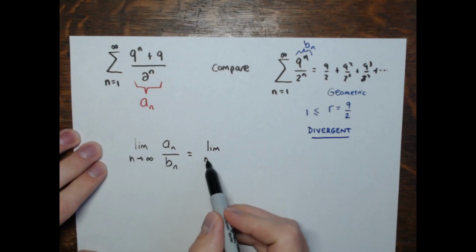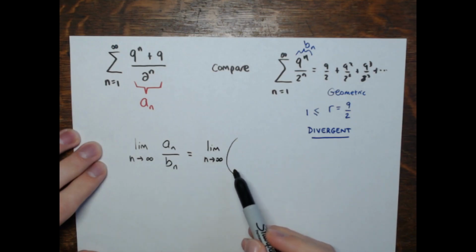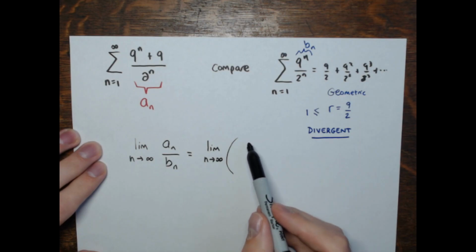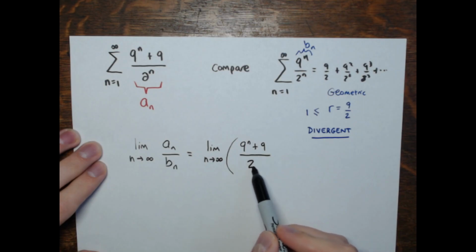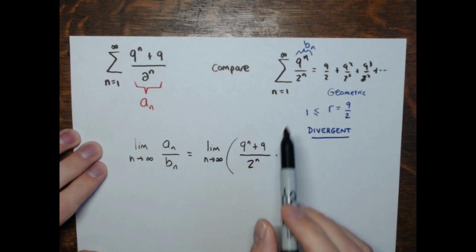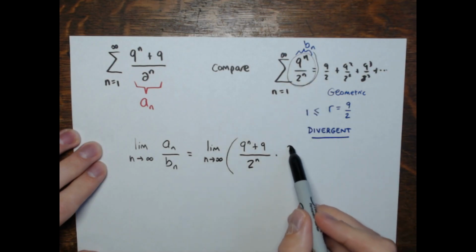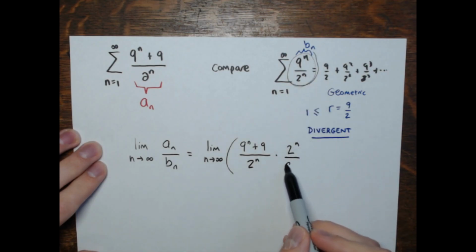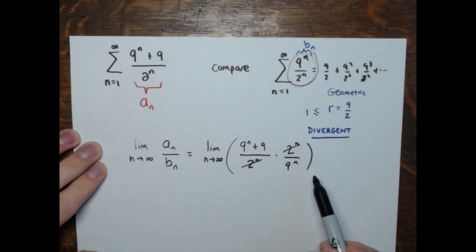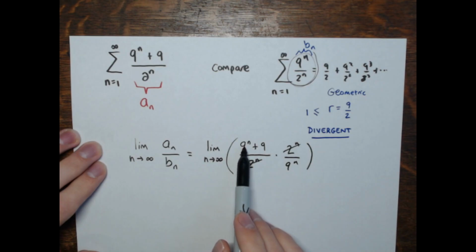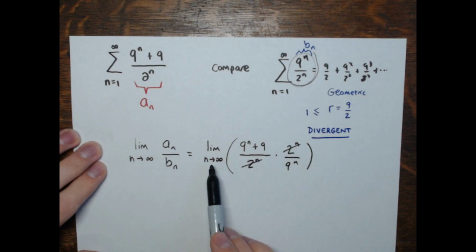Limit as n approaches infinity. Now, you'd have 9 to the nth plus 9 divided by 2 to the nth. Now, dividing by this is multiplying by the reciprocal, so times 2 to the nth over 9 to the nth. And you can see the 2 to the nths canceling. And then basically you just have 9 to the nth over 9 to the nth. The plus 9 won't make a huge dent when n is getting larger.